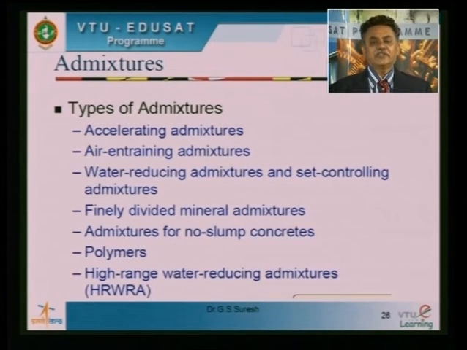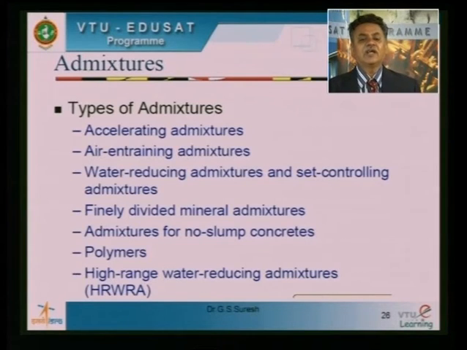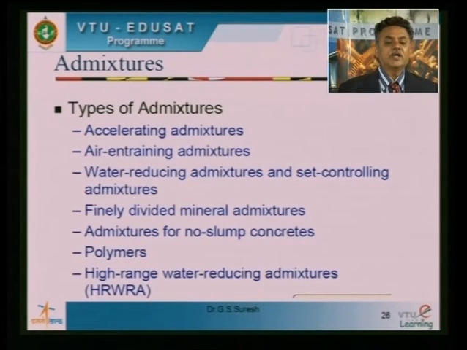That is accelerating admixture. To make the setting faster, we use accelerating admixtures. Then, to make the concrete light, we use air entraining admixture. Then we use water reducing admixture and set controlling admixture. And we also use mineral admixtures called finely divided mineral admixtures and non-slump admixtures. We use polymers, and high range water reducing admixtures called HRWRA. They are all called plasticizers.